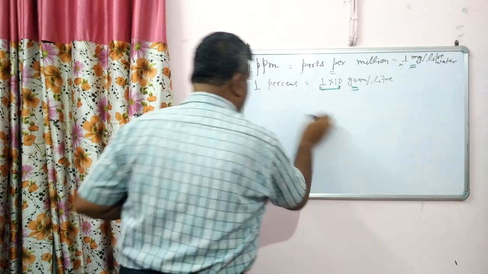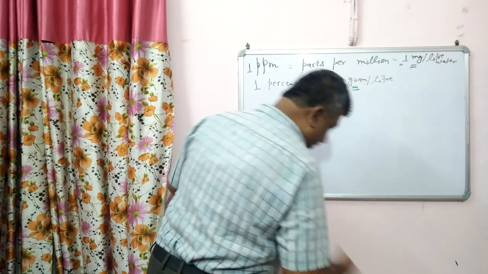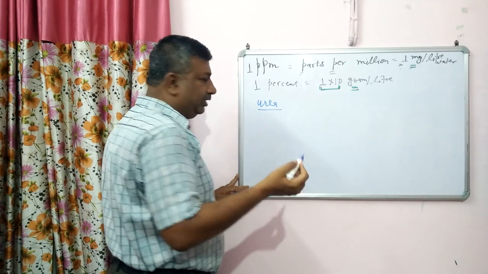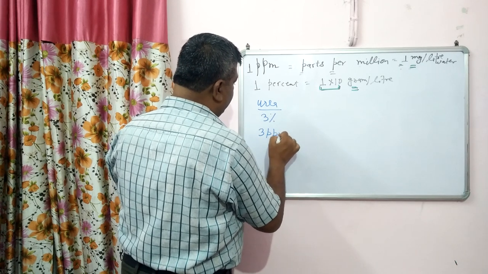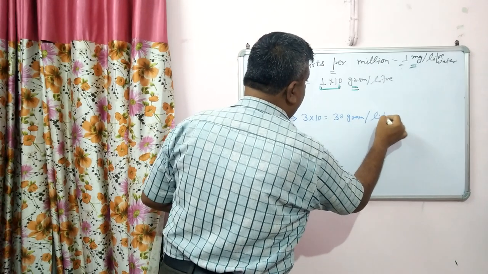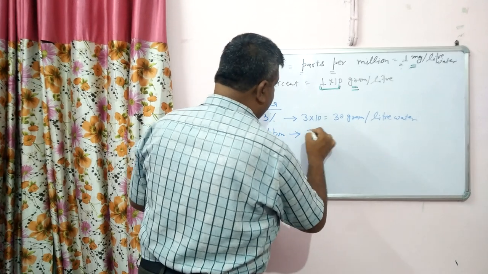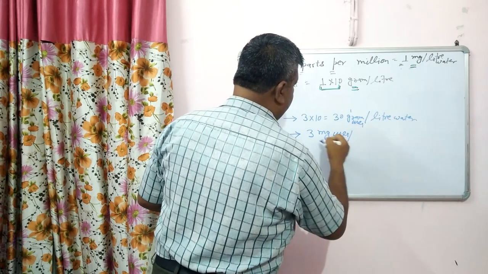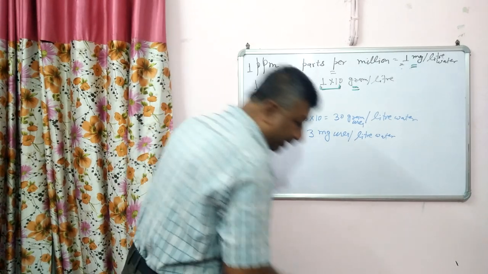And one more example for clarity. Suppose we want to make urea solution, for example, 3% urea solution, and another 3 ppm solution. So 3% means 3 multiplied by 10, that is 30 gram urea dissolved in 1 liter water. Multiplied by 10, then it is in gram, and 3 ppm means 3 milligram. It is very simple, 3 milligram urea is dissolved in 1 liter water. So this is the difference in ppm and percent solution.